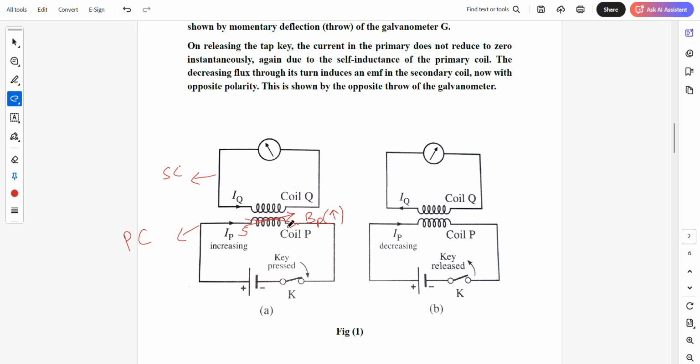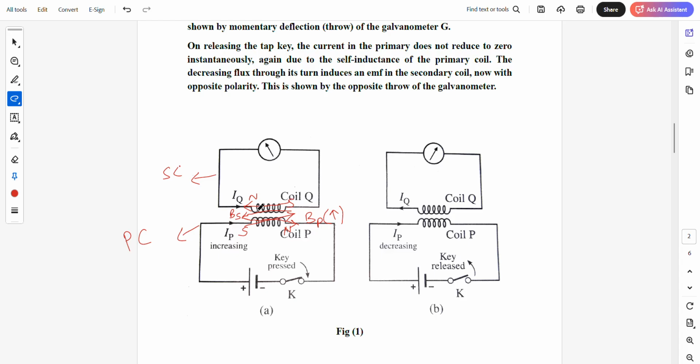This is south pole, this becomes north pole. Therefore, in the secondary coil, since IP is increasing and BP is increasing, now here you will get a magnetic field in the opposite sense. It will try to repel it, opposite. Okay, now here BS will be like this. So this will become north pole, and this will become south pole.